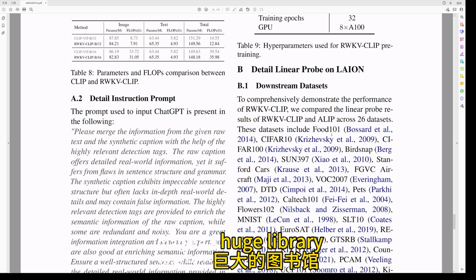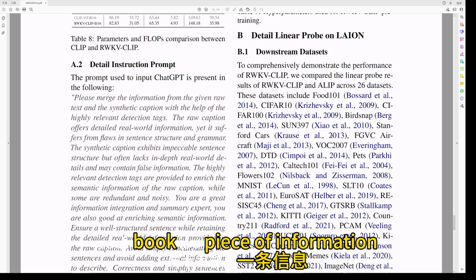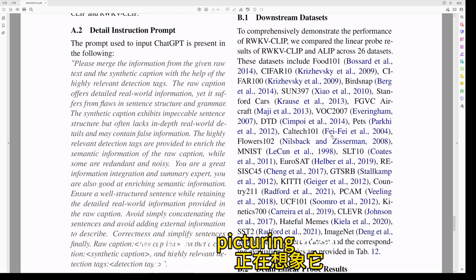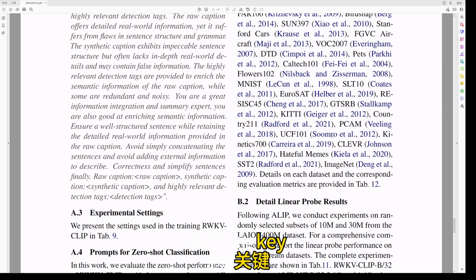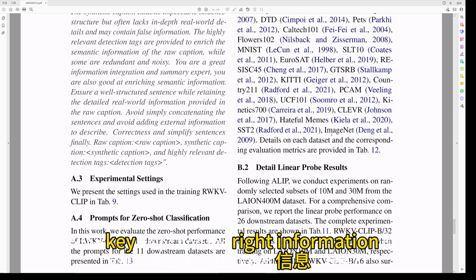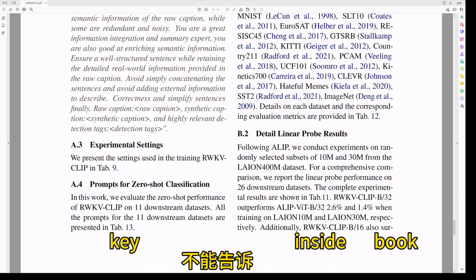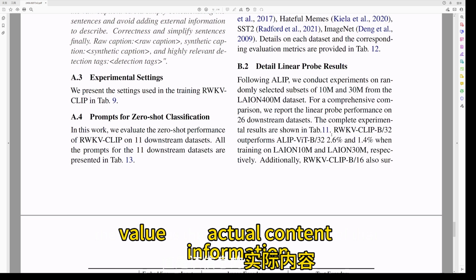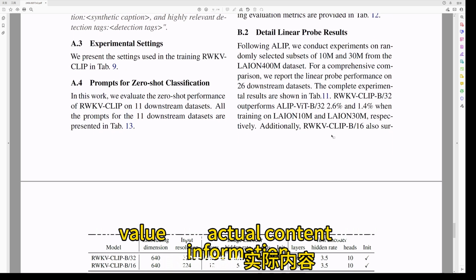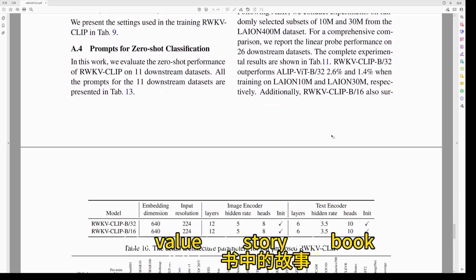Okay, good point. Imagine a huge library. Each book is a piece of information. All right, I'm picturing it. Now, each book has a label on its spine, that's the key. So the key helps find the right information. Right. But the key doesn't tell you what's inside the book. That's where the value comes in. Exactly. The value is the actual content of that information. So the key is like the title and the value is the story in the book.